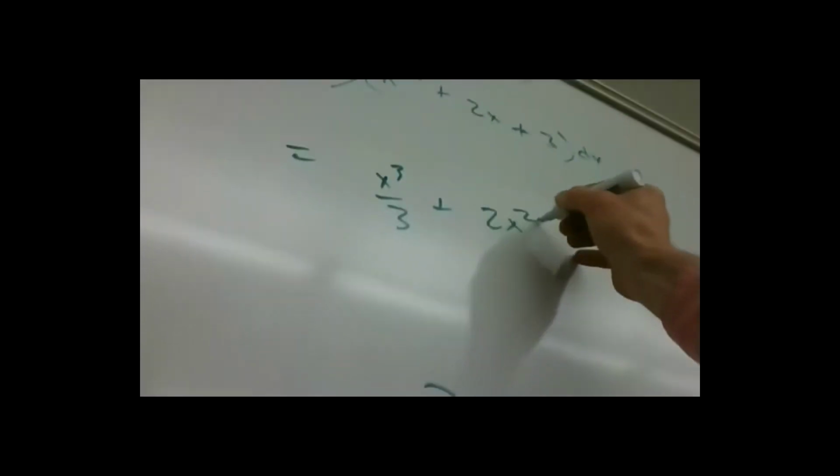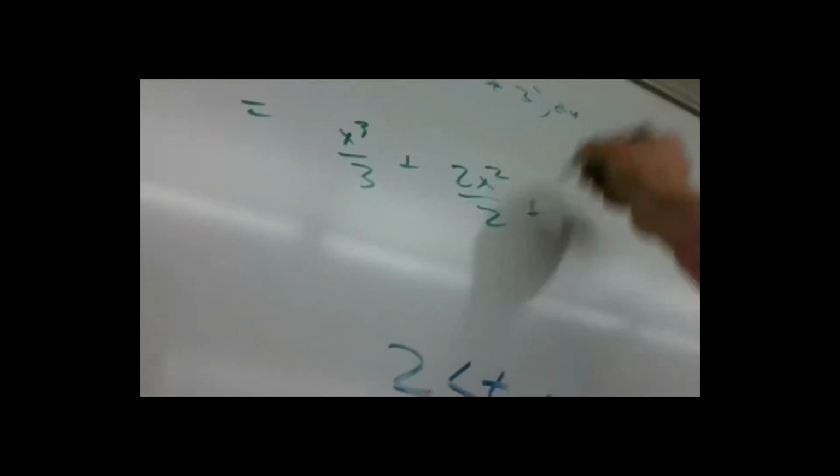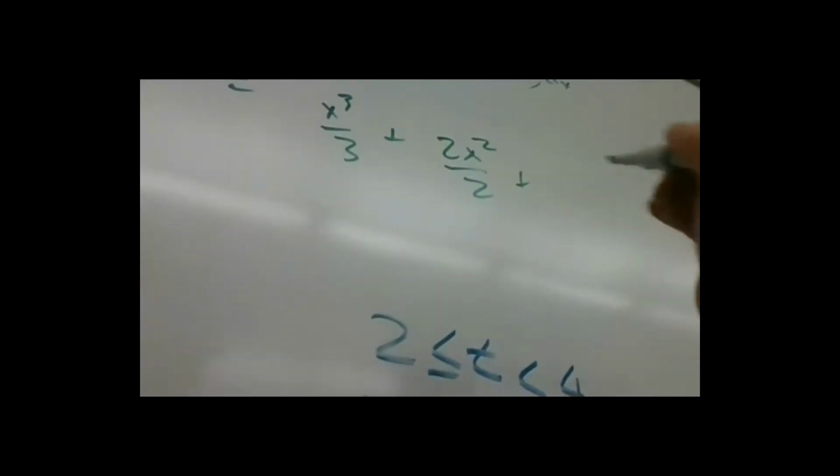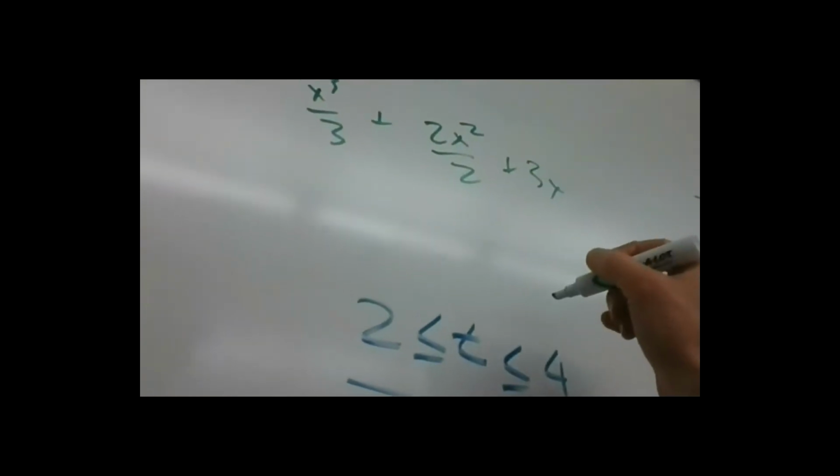I would simplify this whole expression. For polynomials, if you wanted to integrate x squared plus 2x plus 3 dx, you raise the power of x, so it's x to the third over 3 plus 2x squared over 2 plus 3x.